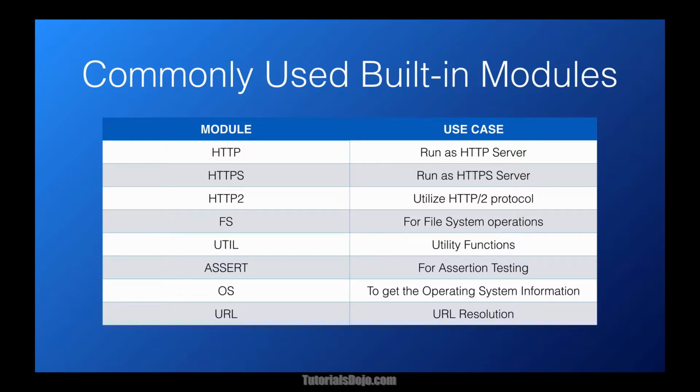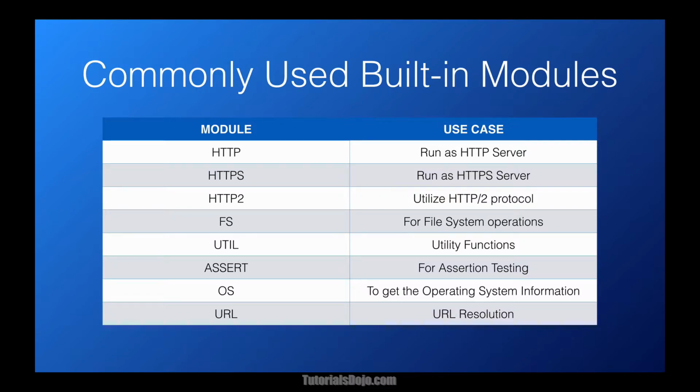The OS module, as the name implies, is used to get the OS, or the operating system's information. The URL module is used to resolve the different query parameters, host names, and all other different parts of your URL. And aside from these modules, there are a lot of other built-in modules that you can choose from. Let's now check out the official Node.js API documentation to see its complete built-in modules.